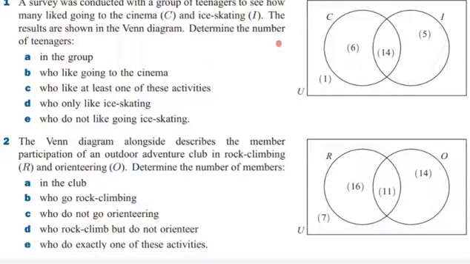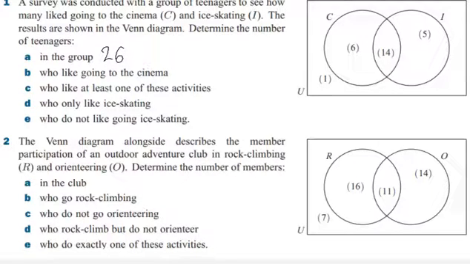So to determine the number of teenagers in a group, that's quite easy. Just add everything up. Add the whole number in the Venn diagram. So that will be 1 plus 6, 7, 7 plus 14, 21, 21 plus 5, 26. So we have 26 teenagers in the group.